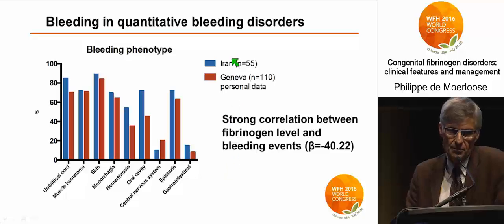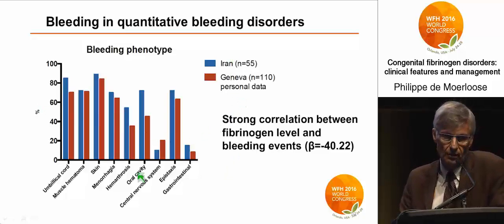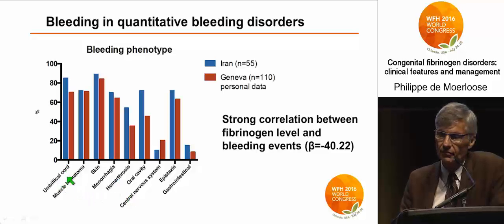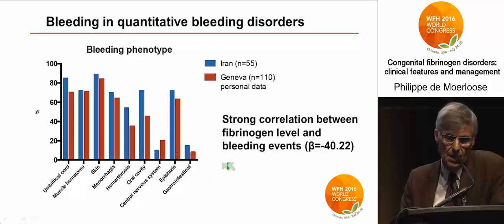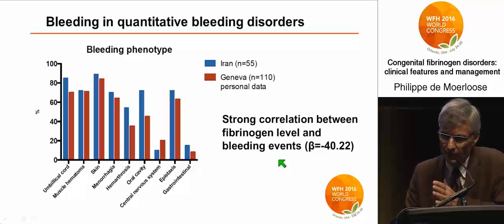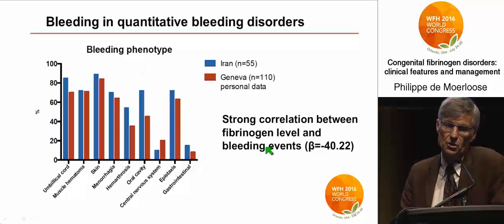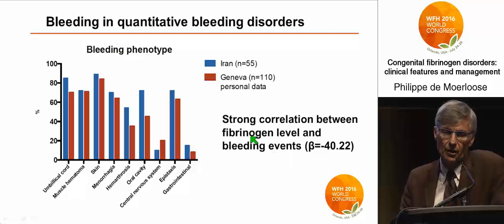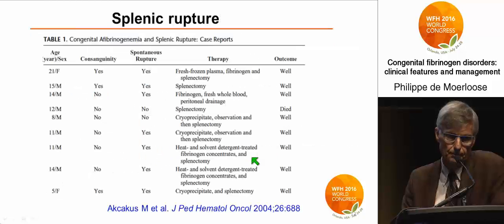In these 2 series from Iran and Geneva, what we have compared are the various bleeding manifestations. And you see they are roughly parallel. It's the same type of manifestation, starting usually in infancy with umbilical cord bleeding, which is really a hallmark, and all the other various manifestations. And there is a strong correlation, at least when you compare the various levels of fibrinogen for patients with hypofibrinogenemia, between the fibrinogen level and the bleeding events.